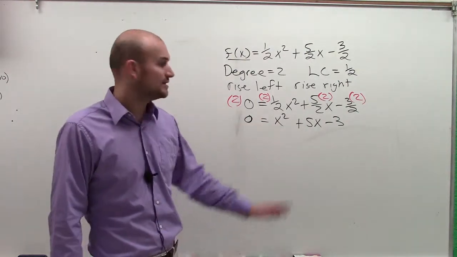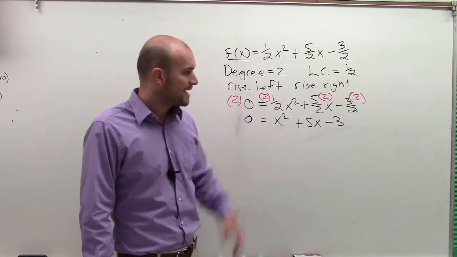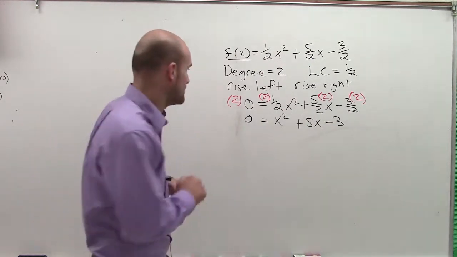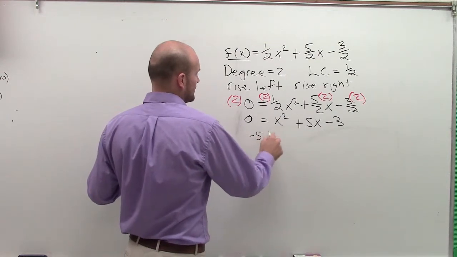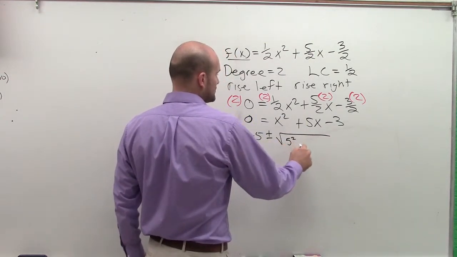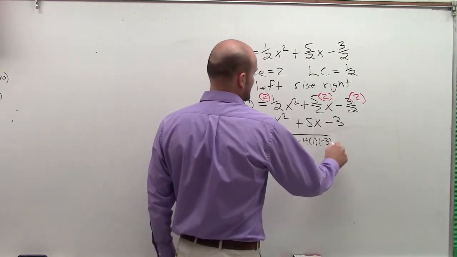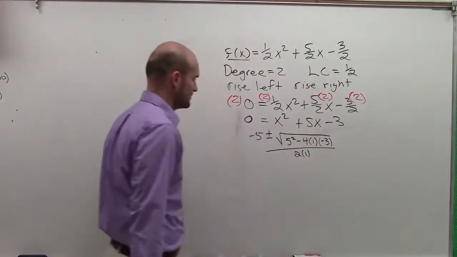Next thing I look at is factoring. Is this factorable? What two numbers multiply to give you -3 but add to give you 5? I'm not seeing it factorable. So what I'm going to want to use is the quadratic formula. So remember, the quadratic formula is the opposite of b plus or minus the square root of b squared minus 4 times a times c, all divided by 2 times a.